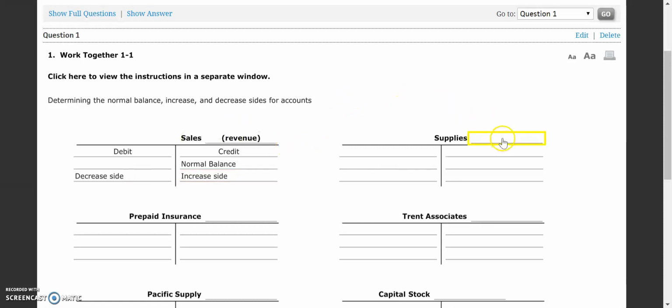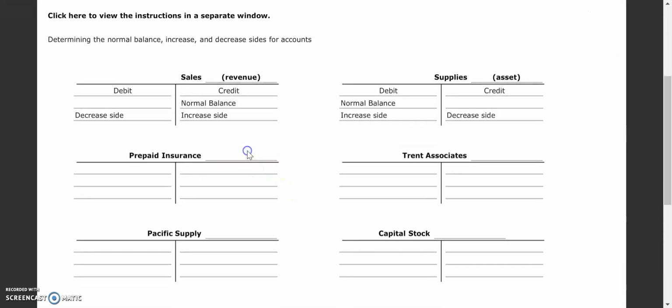So let's go over to supplies. Supplies, of course, is an asset. Okay, debit and credit. Because supplies is an asset, assets increase on the left side of the accounting equation. So our normal balance is a debit, which means that we increase on the debit side and decrease on the credit side. Head over to prepaid insurance. Prepaid insurance is also an asset, so it's going to look just like supplies. We've got a debit and a credit.